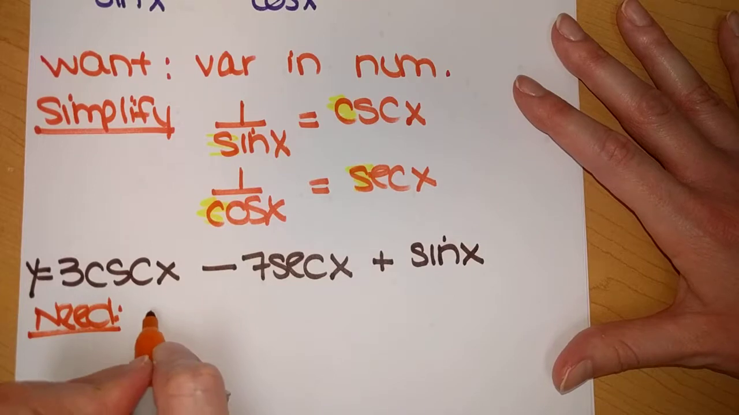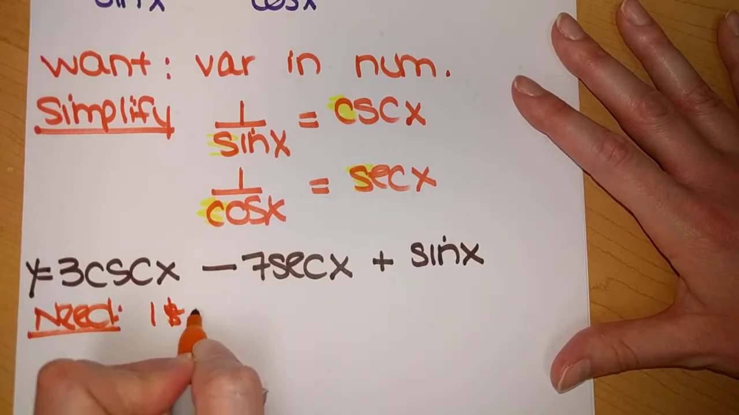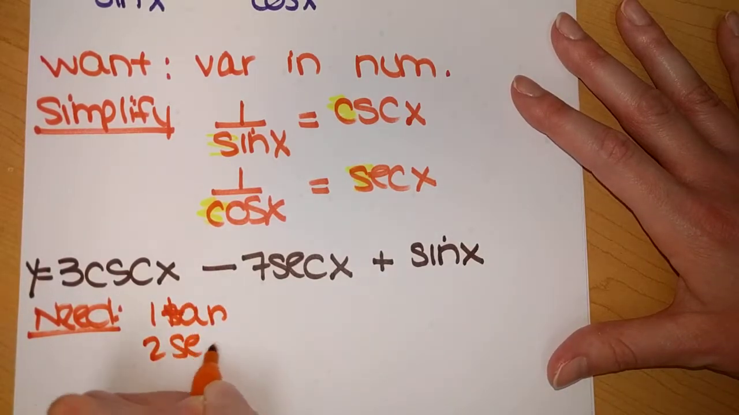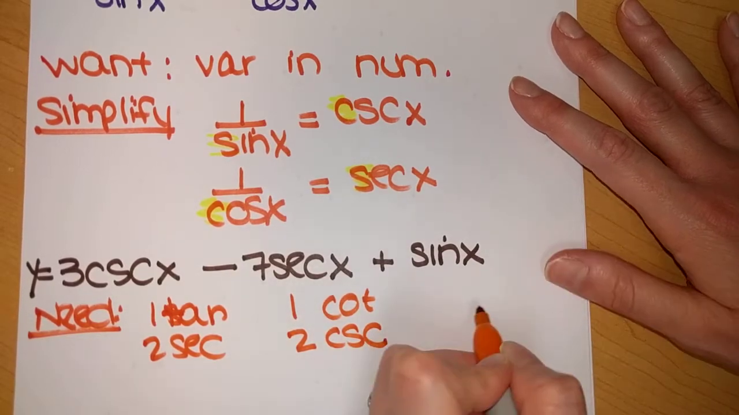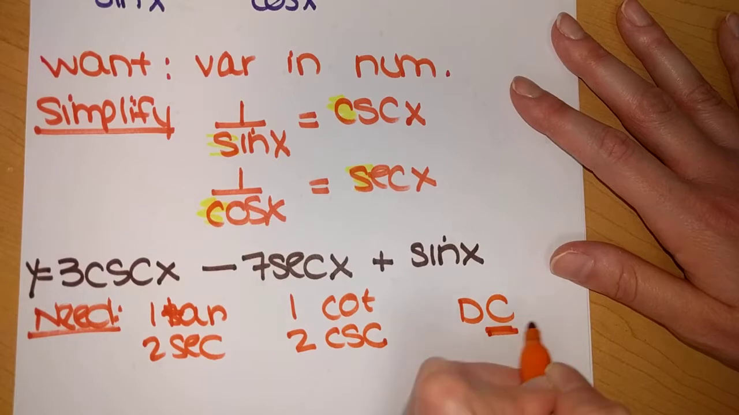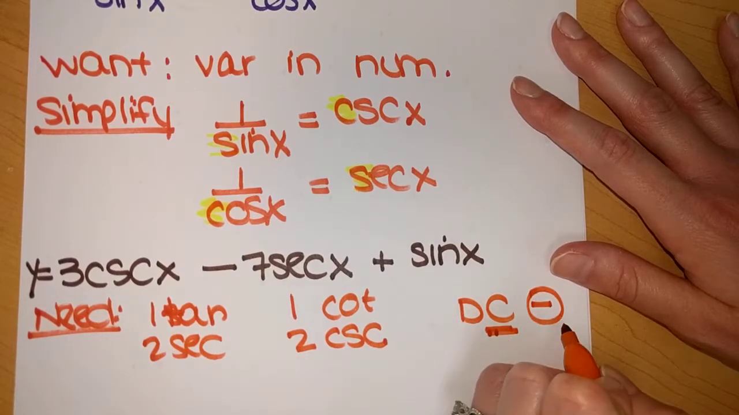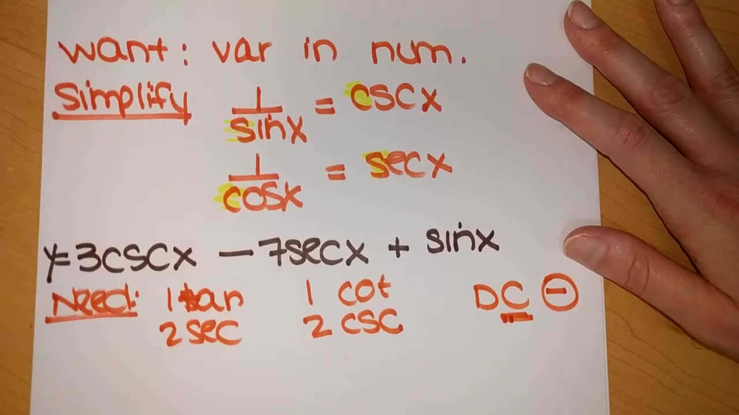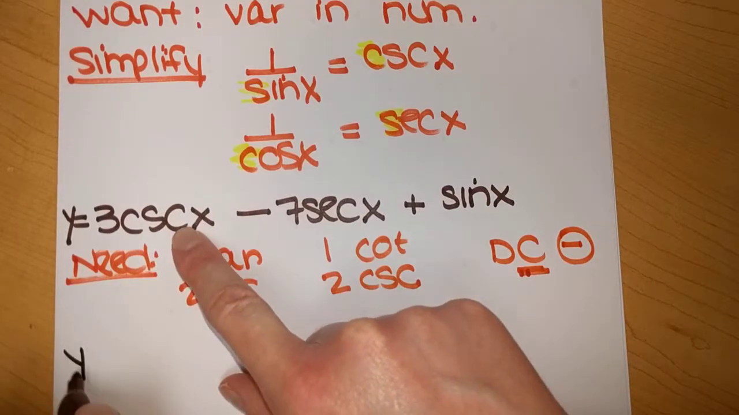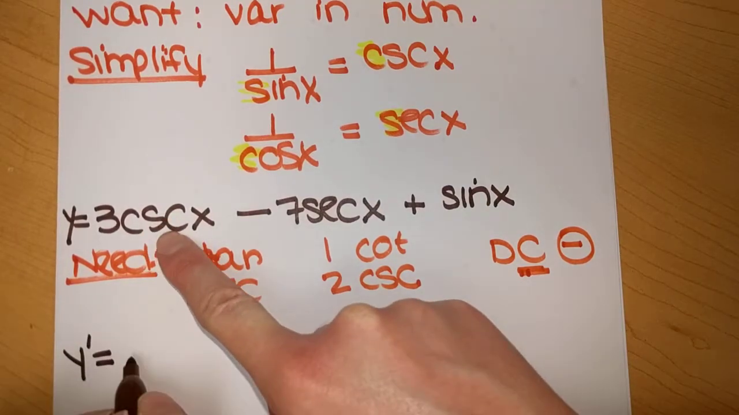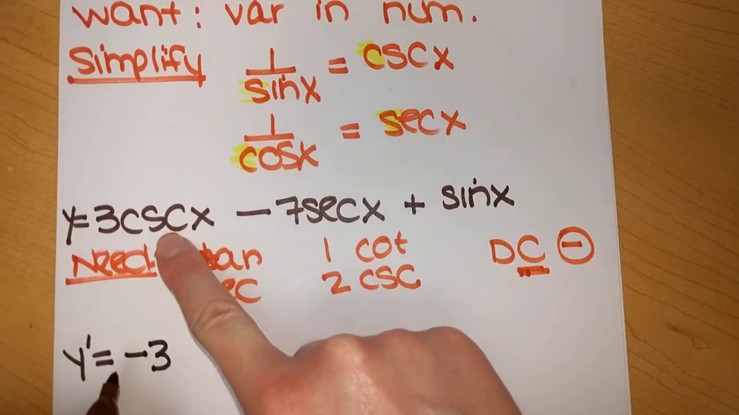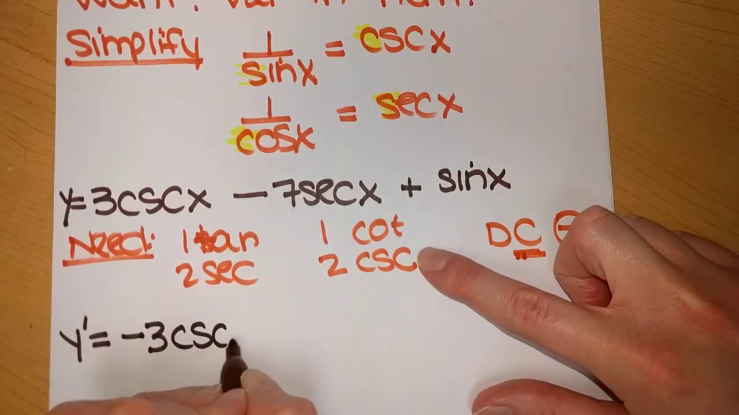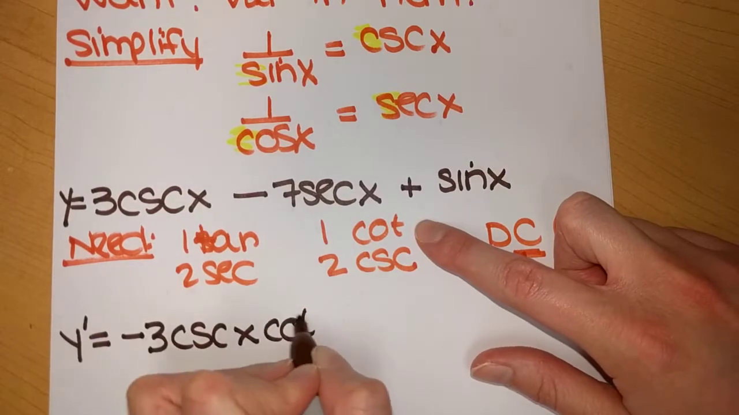So remember, for those functions, you need 1 tangent and 2 secants, or similarly 1 cotangent and 2 cosecants. And we remember that if we differentiate a c function, we get a negative. So for this first term, when I take y prime, I have a c function, so that's going to give us a negative when we differentiate. I have 1 cosecant, so I need another cosecant and a cotangent.